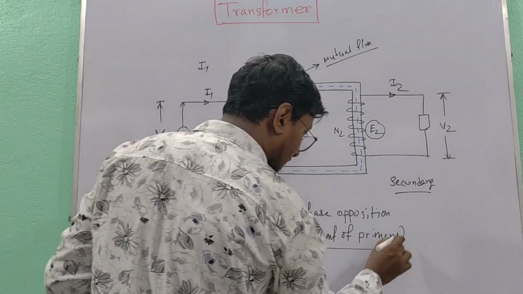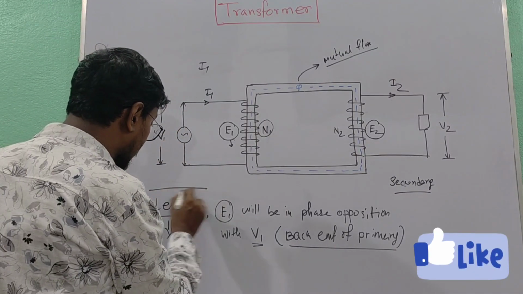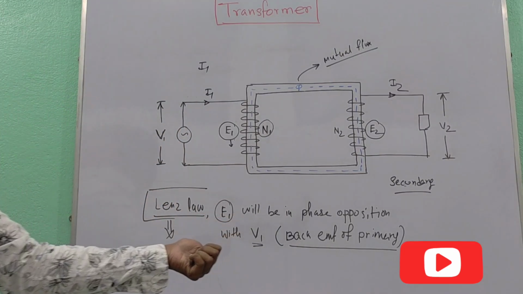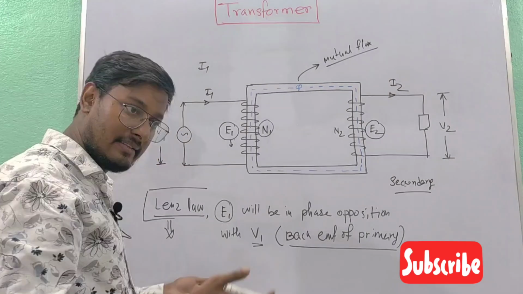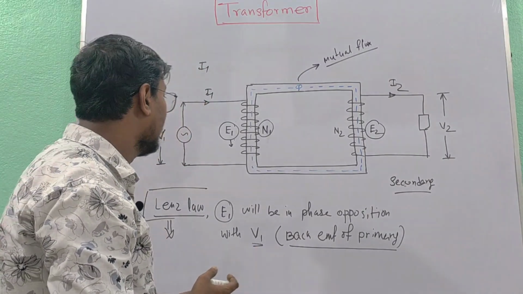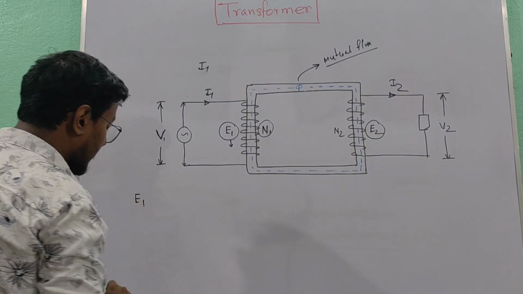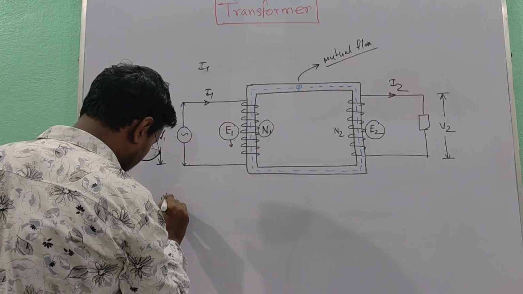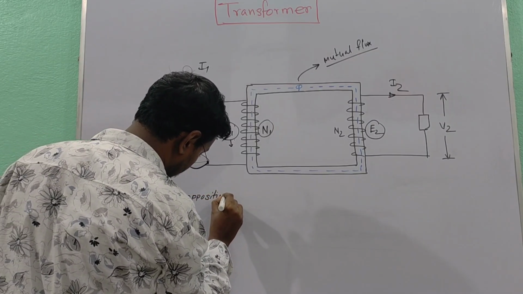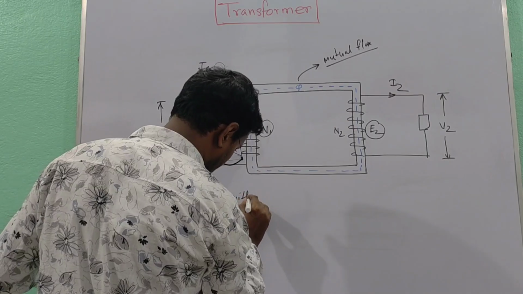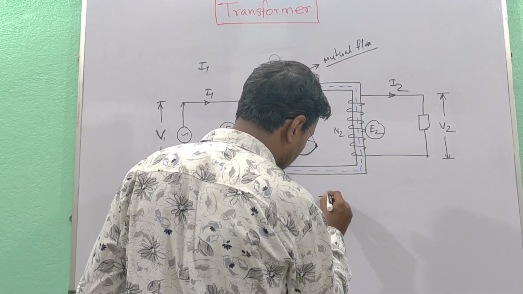So this is back EMF of primary, and it helps to limit the primary current of a transformer, and that is why a transformer does not operate on DC, because there is no back EMF, because there is no varying flux, there is no varying source of voltage. Hence the transformer will not operate on DC. So what we have understood is E1 is in phase opposition with V1, or we can write that V1 is equal to minus E1.